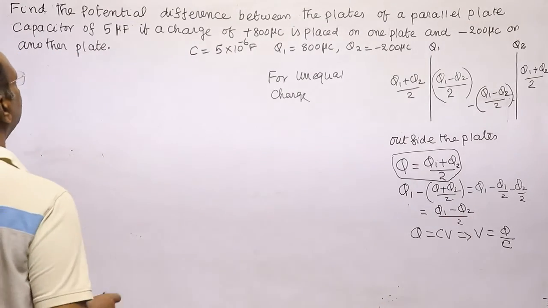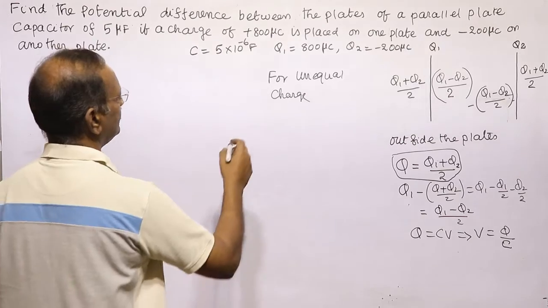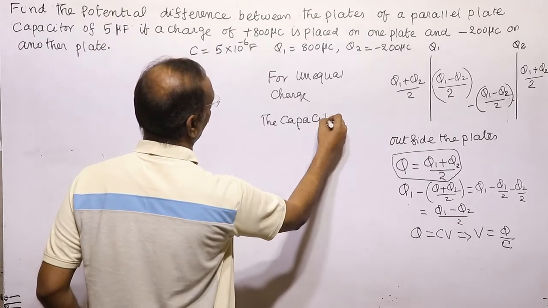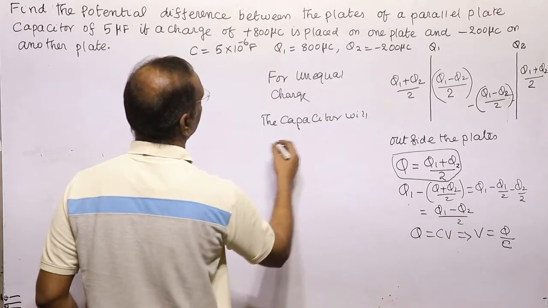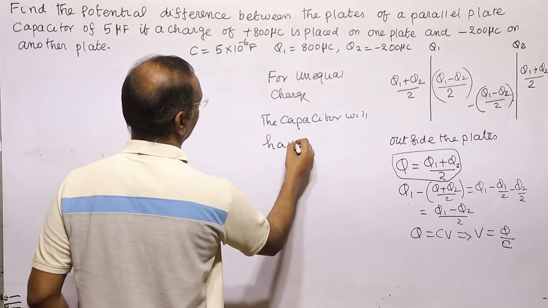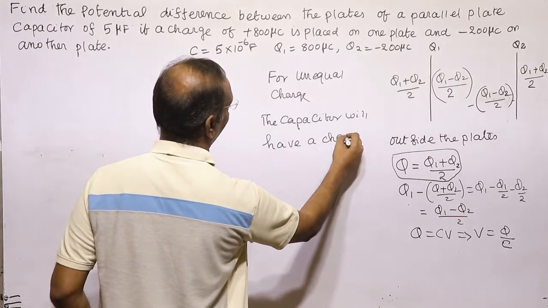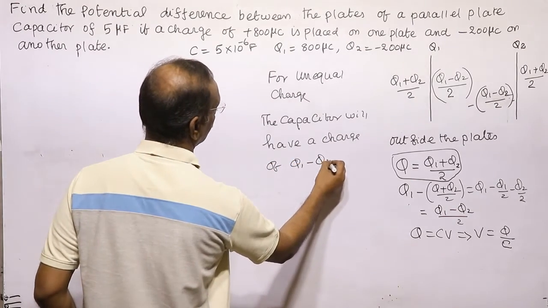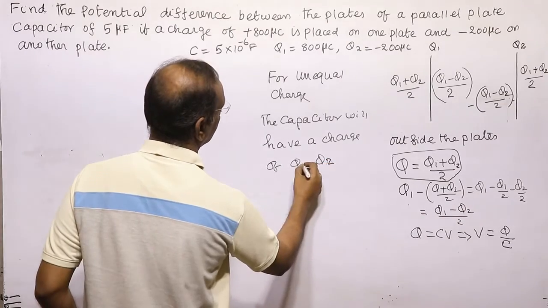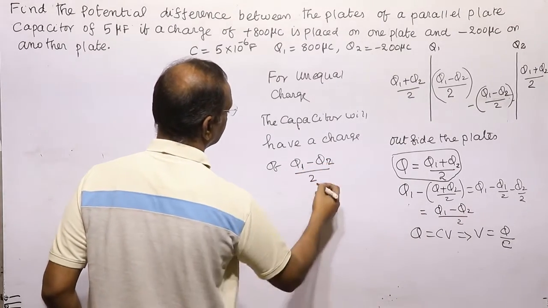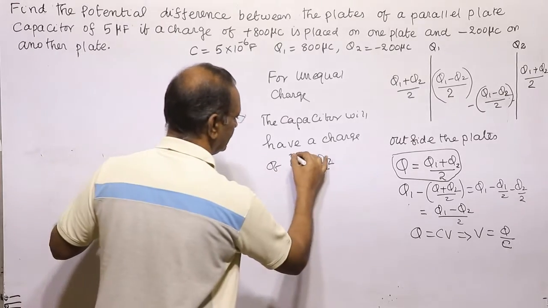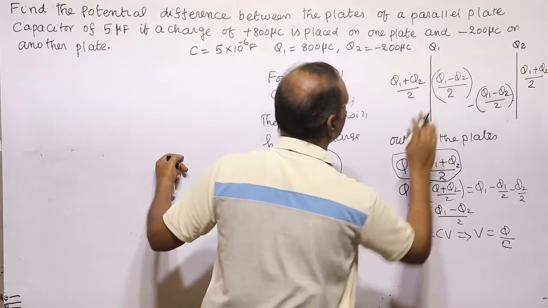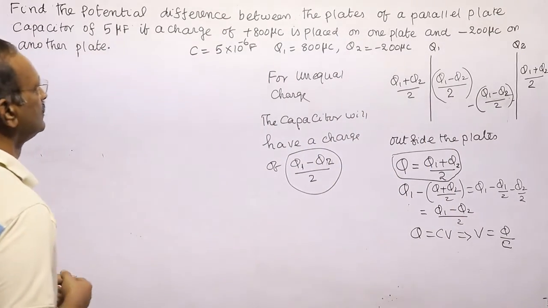For unequal charge, the capacitor will have a charge of Q1 minus Q2 divided by 2. This is the charge on the capacitor. It means the charge on the inner side of the plate will be the charge on the capacitor.